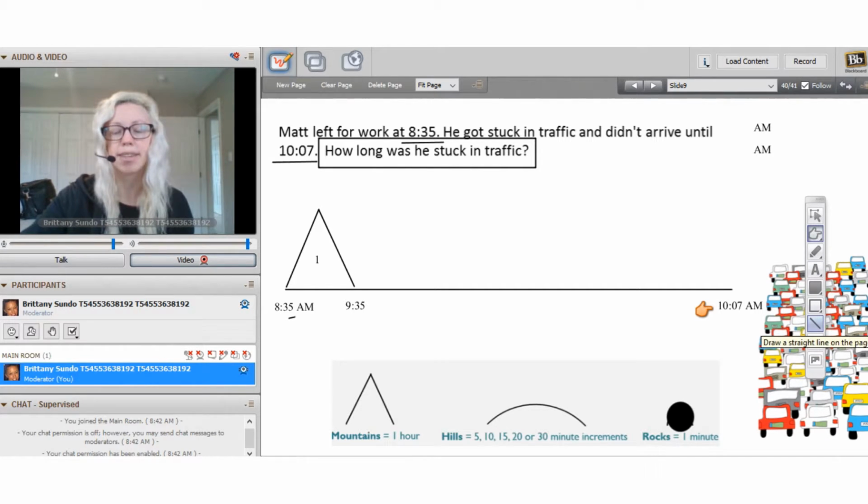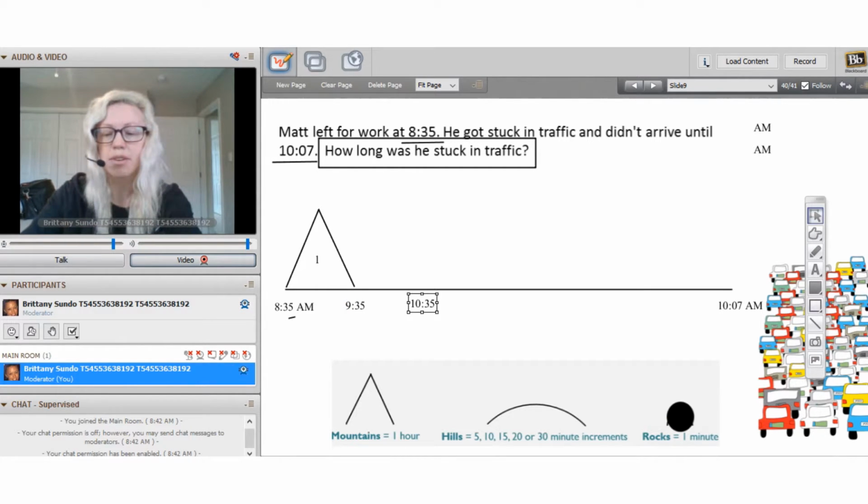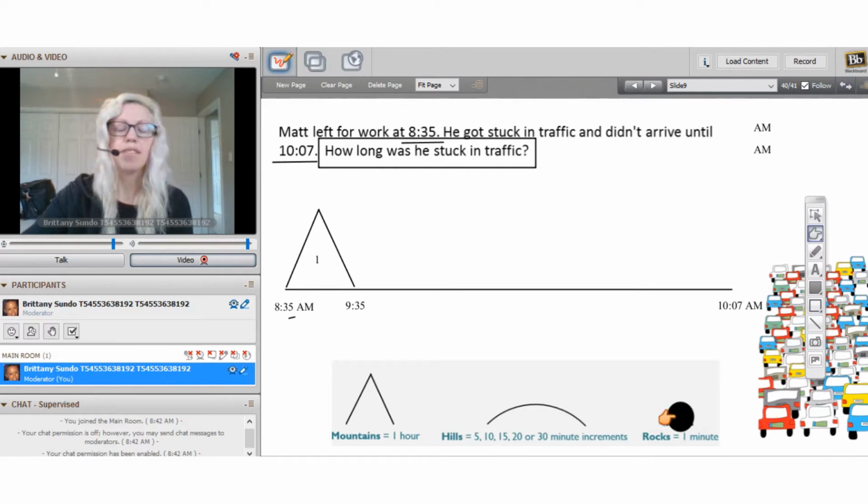So what should I add next? Well, if I add another mountain, let's see what would happen. That's going to take me another hour later, all the way to 10:35 a.m., which goes far past my end time. So another mountain will not work. I need to choose a smaller increment. I'm either going to choose some hills or my rocks. Well, I'm at 9:35 a.m. and I'm still at a friendly number, so I'm not going to use any of my rocks just yet. I'm going to use a hill to do my next set of skip counting.